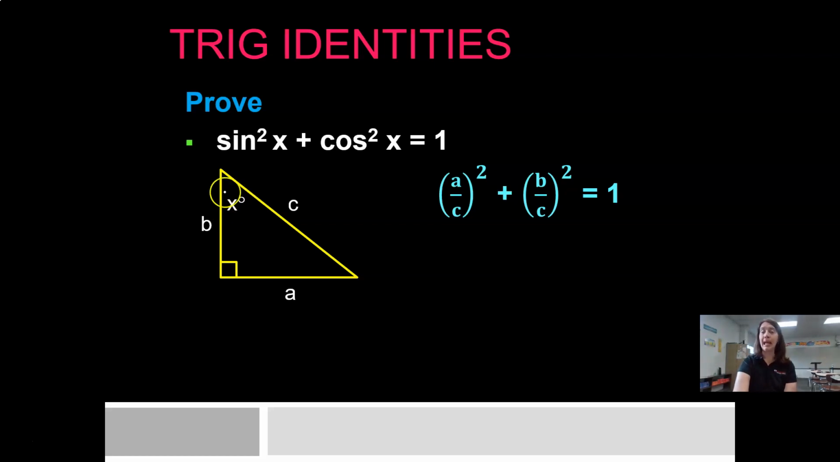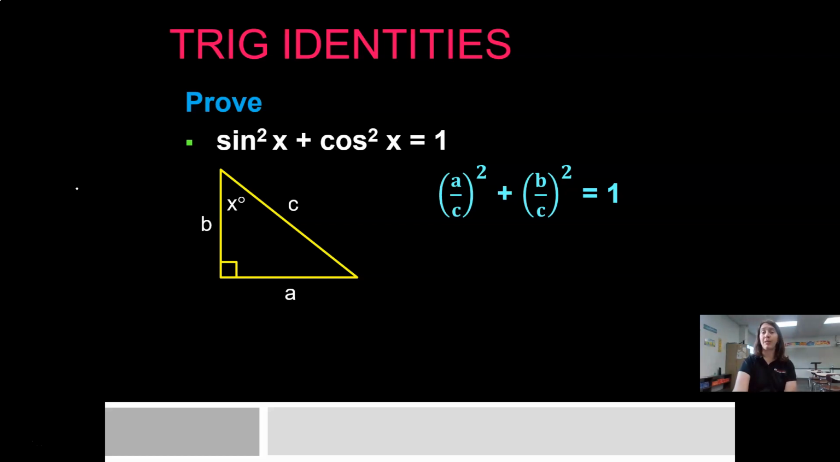Cosine, beginning again at our angle x. What is our cosine ratio? Adjacent over hypotenuse. So from the x, the adjacent side is the letter B. The hypotenuse is the C. So I have B over C. And once again, that's squared because it said cosine squared. And now our equation still equals 1. The next thing I want to do as I continue working through this, showing that this is actually a true statement, is square both of those fractions. Now, when you square a fraction, the square applies to the numerator and denominator.